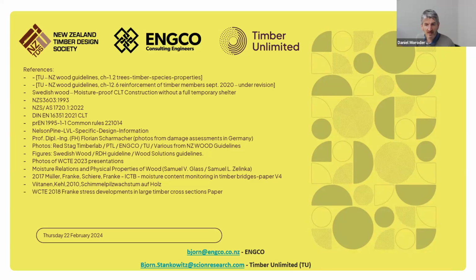Perfect, thank you. Very last question, Bjørn. There's a question which is referring to timber poles, but I think it's more general. Does the moisture ingress usually happen at either end of the pole, like at the end grain, or is it affecting the whole member as such?